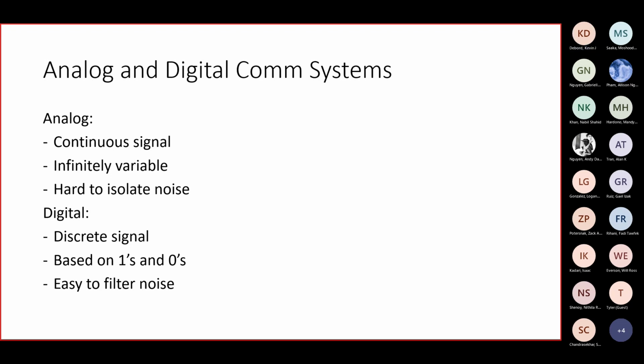Analog, you already know it. It's a continuous signal, like sound, light. It's infinitely variable, which means there's no one set value you can just say it will be, and it's hard to isolate noise. Digital is a discrete signal. It's based on ones and zeros, and it's a lot easier to filter noise because you know what it's going to be. It's either going to be a 1 or a 0, right?